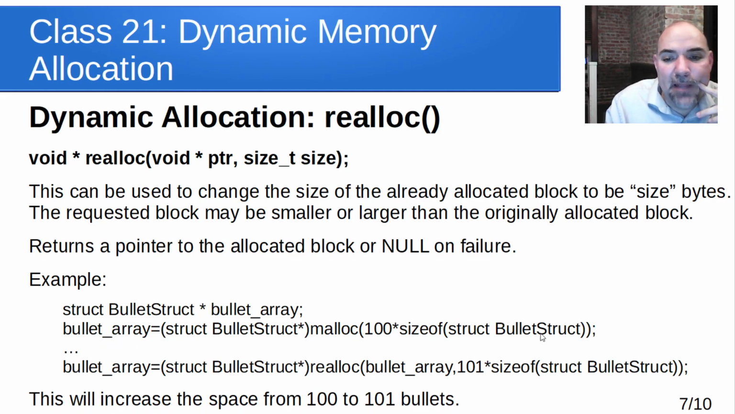Here's the original malloc to allocate it for 100. And then down below, here's our realloc that's now changing it to 101. I pass in the pointer to the block of memory I used before. I say, here's the new size. It's going to return to me a pointer to the one that's the new size. So it's going to increase the amount of space I have from 100 bullets to 101 bullets. So now I have a bullet array that is 101 big rather than 100, and I did that dynamically on the fly in my code.